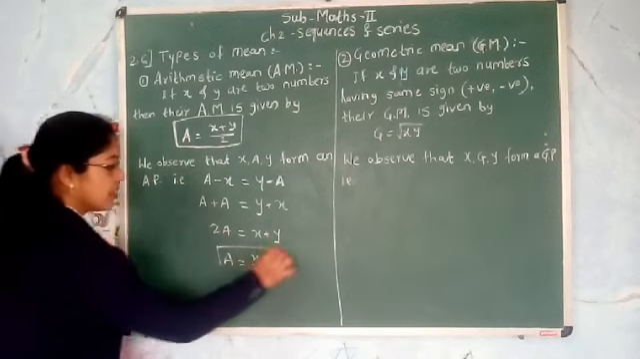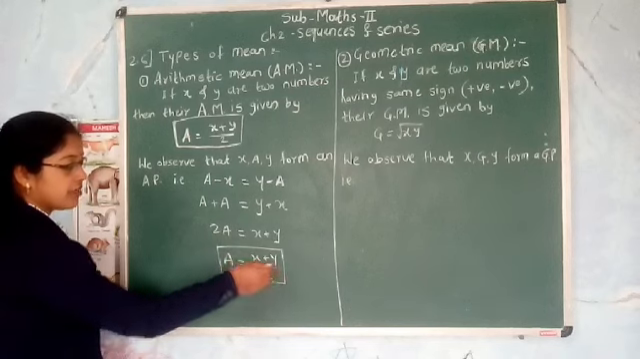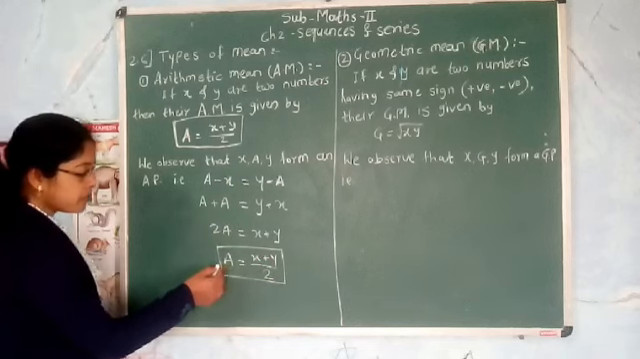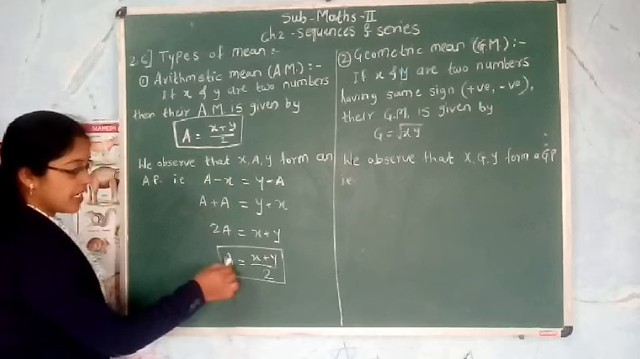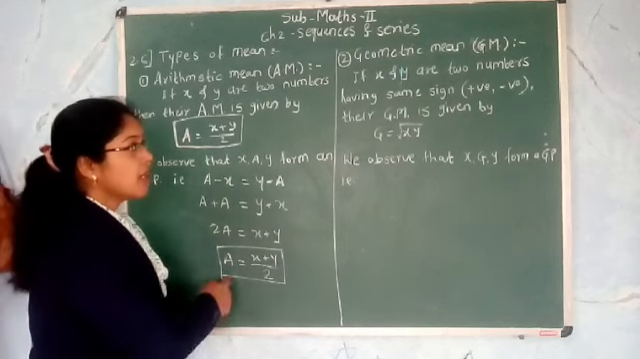This is the arithmetic mean of two numbers x and y. Then the arithmetic mean is given by a is equal to x plus y upon 2. This is the formula for arithmetic mean.